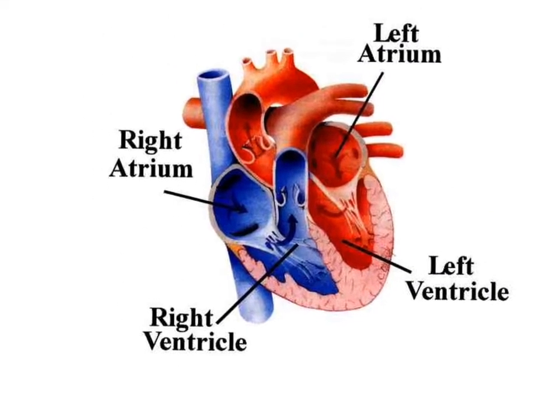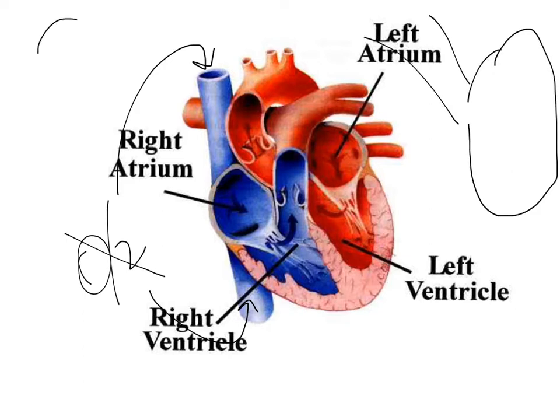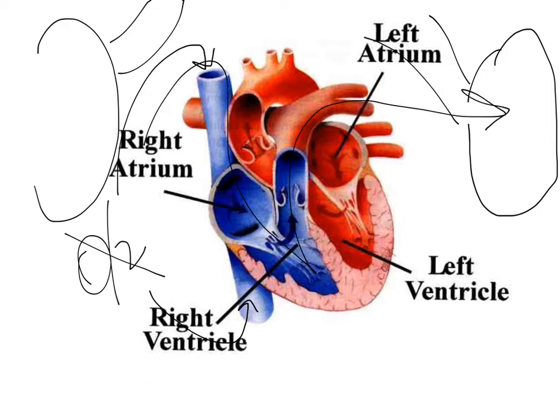There we go. Okay, so blood comes in from the body. It has no oxygen, and it needs to get pumped to the lungs. And let's pretend the lungs are kind of like over here, looking like big ears. So this blood needs to come in and get pumped to the lungs. It comes in here, right atrium, right ventricle, pumped out and into the lungs.